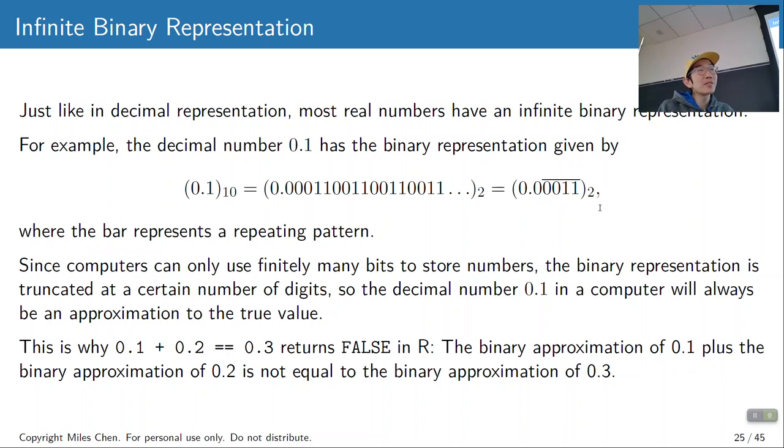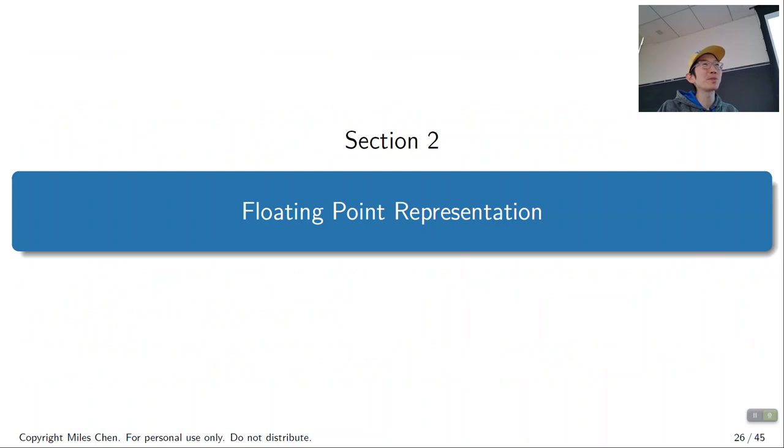And the computer can only store a finite number of these things, okay? 52 of them to be precise. And so you're gonna have an approximate value. And that's why when you do stuff like 0.1 plus 0.2, is that equal to 0.3, it returns false, okay? The binary approximation of these numbers just don't add up to the other binary approximation. They're not exactly the same. Sometimes they are, like 0.15 plus 0.15 is equal to the binary approximation for 0.3, but 0.1 plus 0.2 is not, and it's frustrating. There's no real way to kind of know.